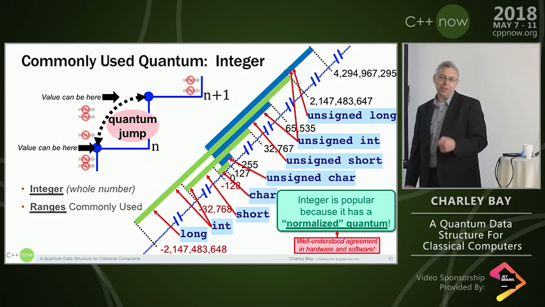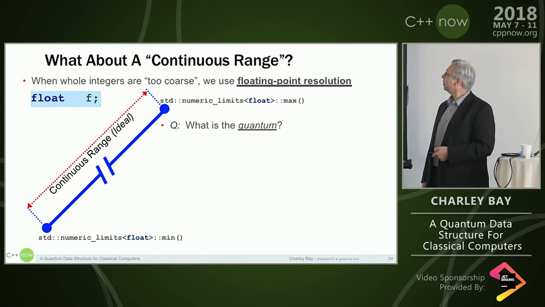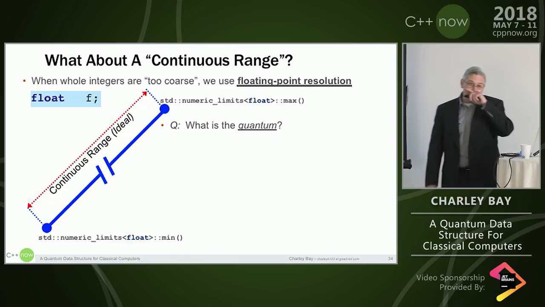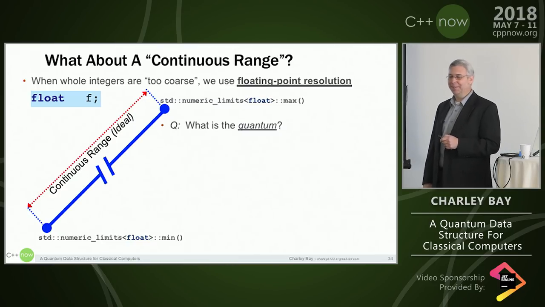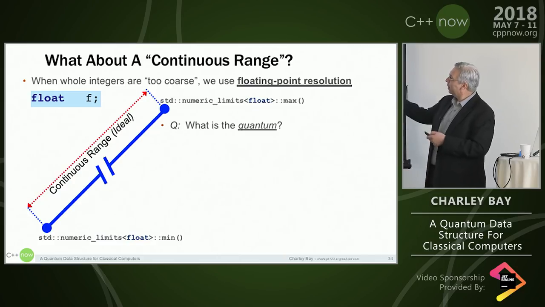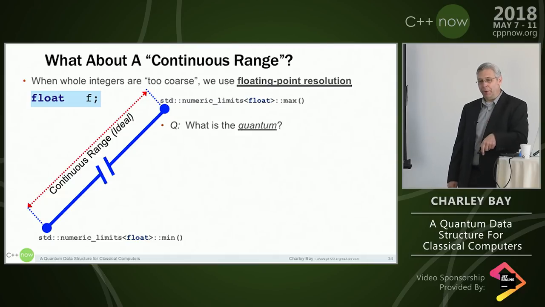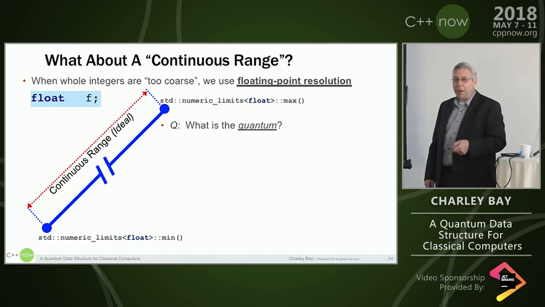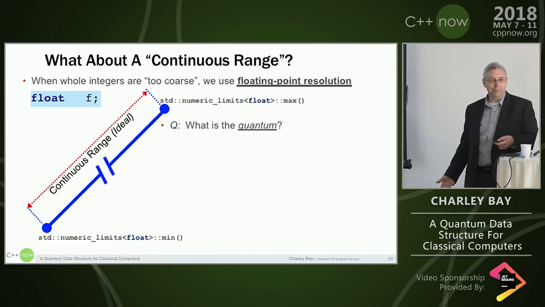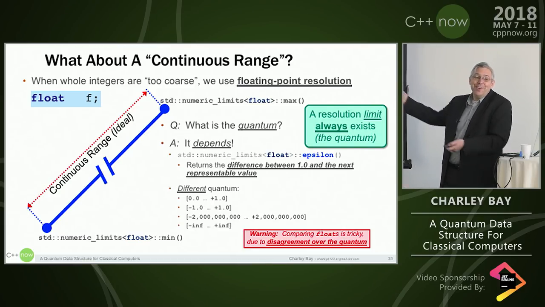In software, we like to make things confusing because we have floats. So whole counts are too big. We want little things. Atoms get little, so we can get little too. So if whole numbers are too coarse, we'll go to floating point. And now we got our little line from some min to max, and the question goes back to, well, what's the quantum? It's variable. It depends. There's no good answer to this.